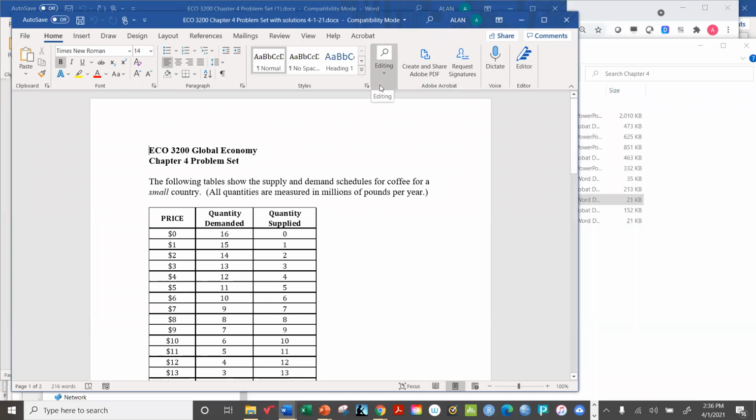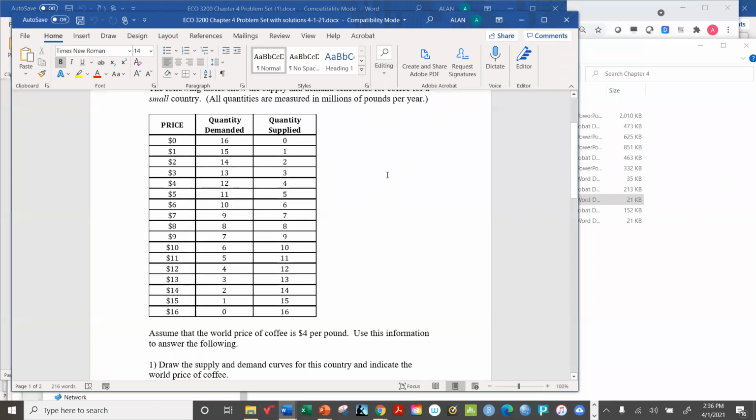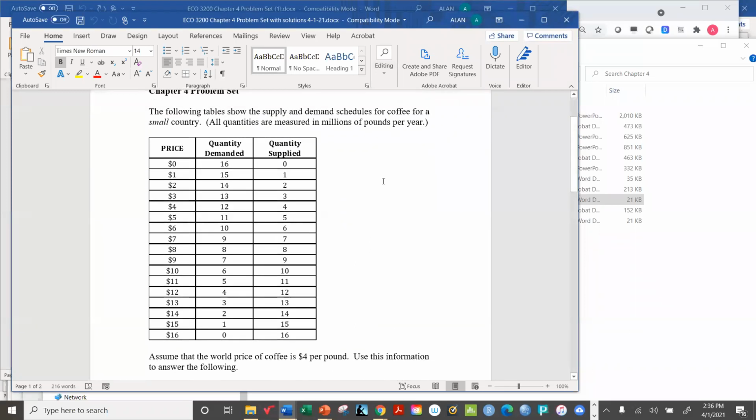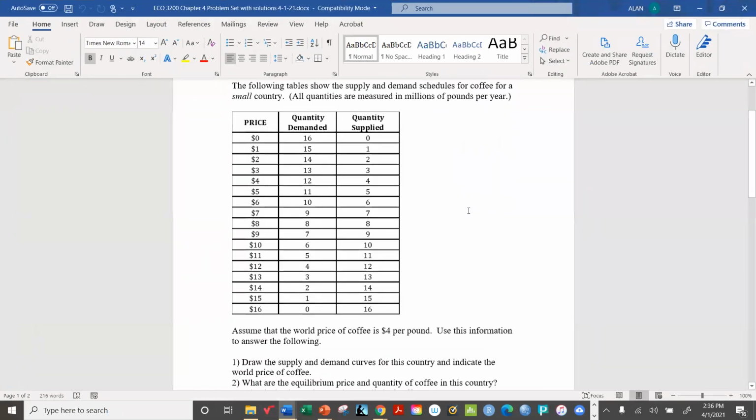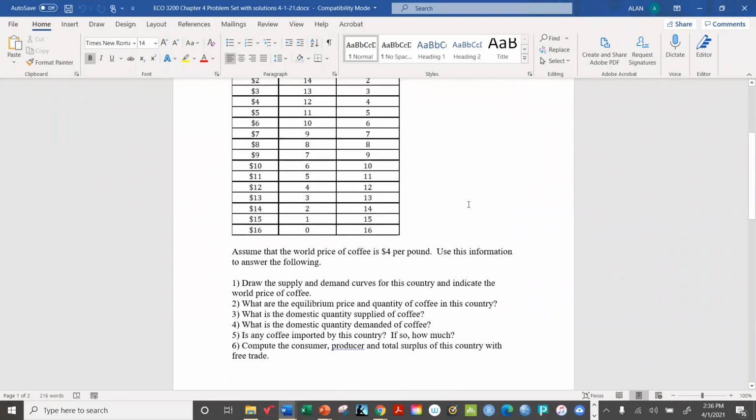Okay, so what do we have to do first? Now, here's a table. We have a demand and a supply schedule for coffee prices in the United States. No, not the United States. Sorry, it's a small country. And so what are we being asked to do here? We're going to assume that the world price is $4 a pound.